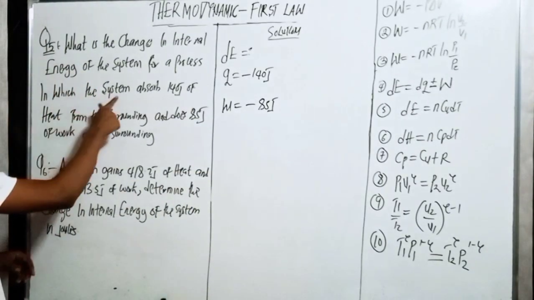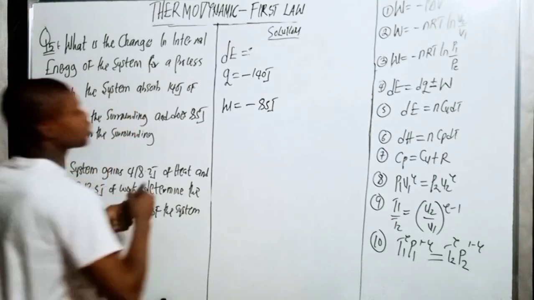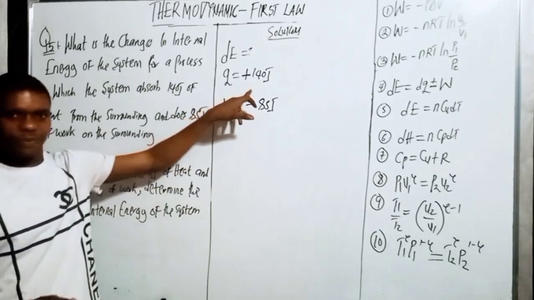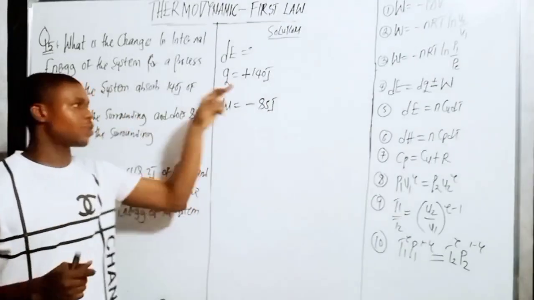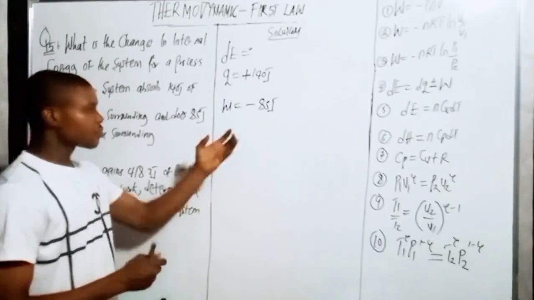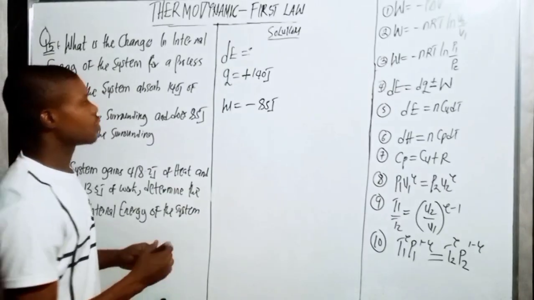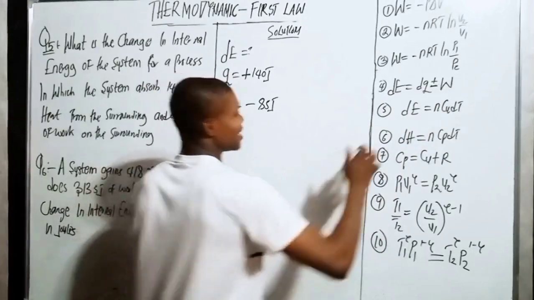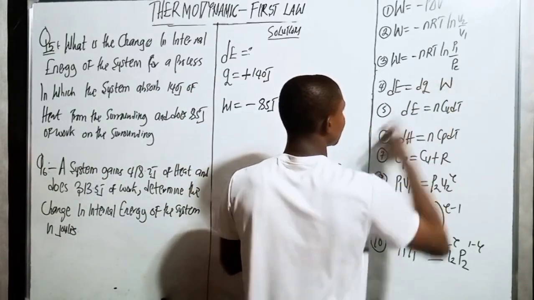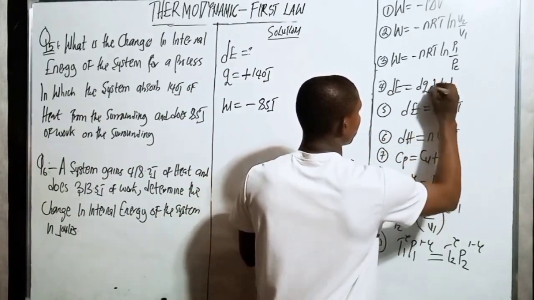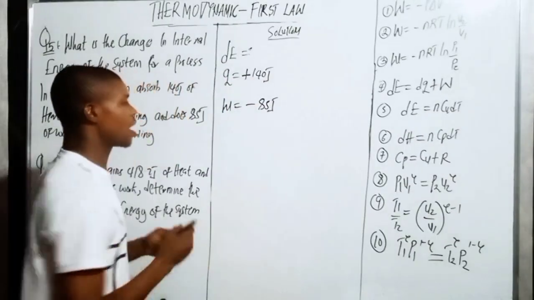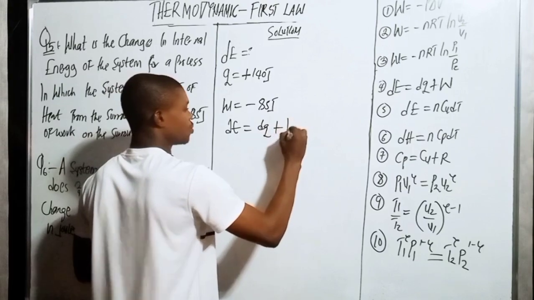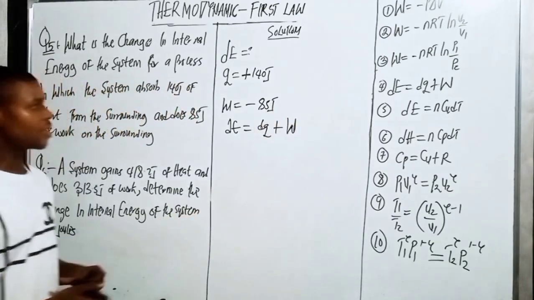So because it absorbs, Q is positive. Yes, positive, just because it absorbs. You get? So which formula are we going to use here? We're going to use this one. Remember I told you that the general formula is delta E equals Q plus W. Do you understand? So here we have delta E equals Q plus W.